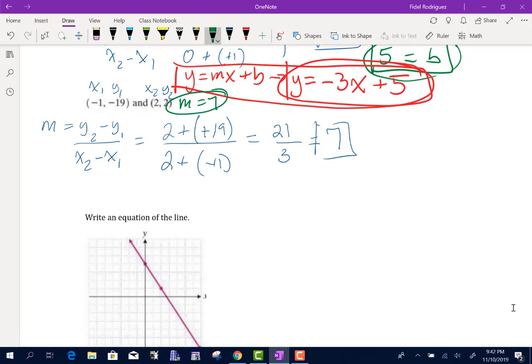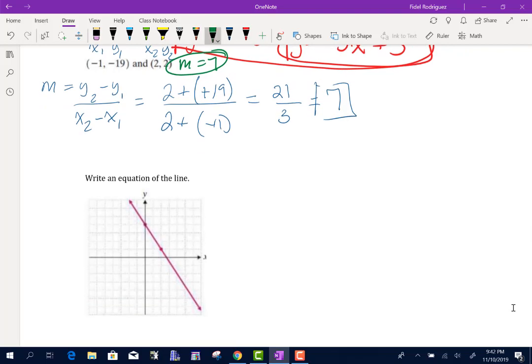Okay. So just like we did earlier, let me bring this up here. I'm going to write out my equation. Y equals mx plus b. Okay. Guys, remember, I can choose whichever one of those 2 points I want. I can either choose this point here or this point here.